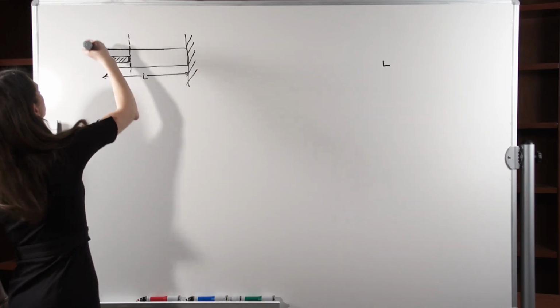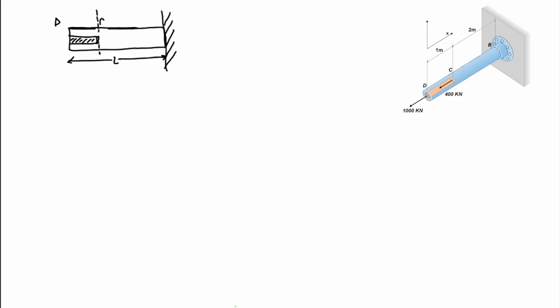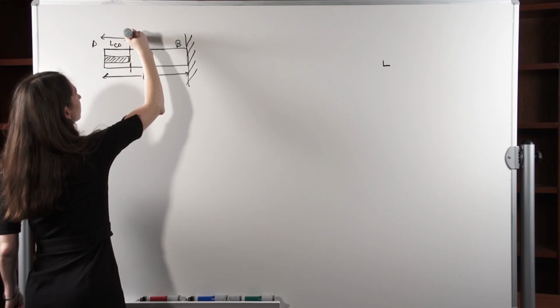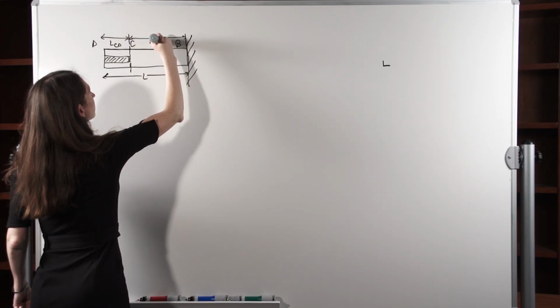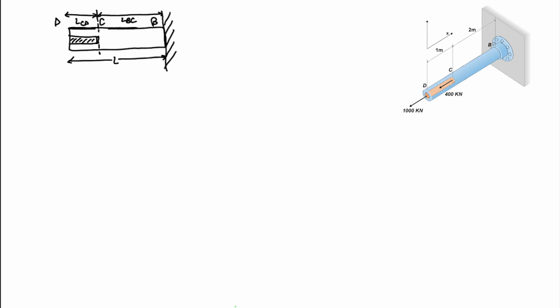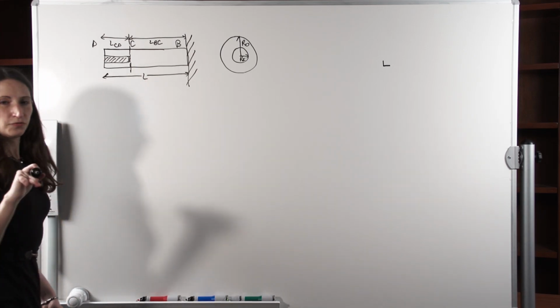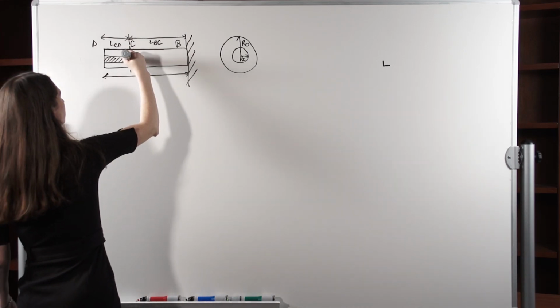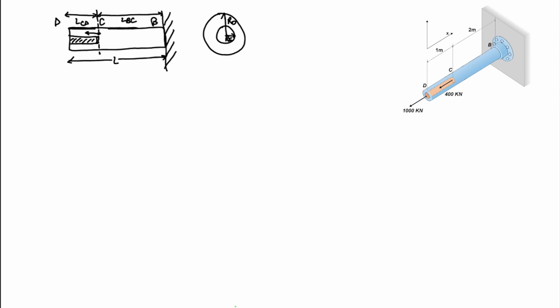Okay, so let's label some points here. Call the end of the bar D. We'll call this point C, and this is going to be B. So we have length LCD over here, and length LBC over here. Okay, so we also know that our bar has a circular cross-section with an outer radius R0 and an inner radius Ri. And we have two forces on this bar. So we have a concentrated force right in here, which we're going to call Fc. And then we have another concentrated force here, which we'll call Fd.